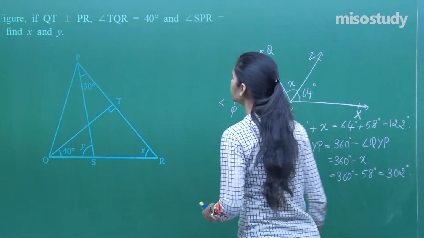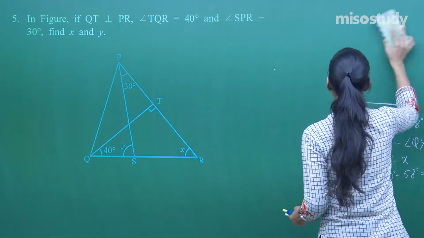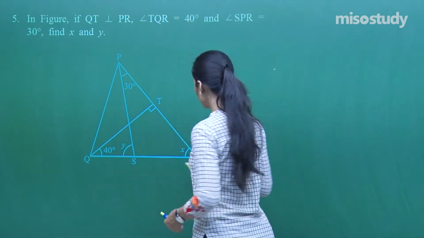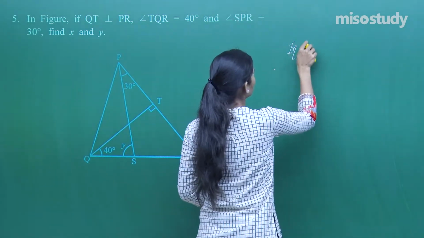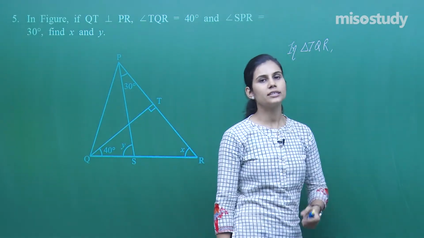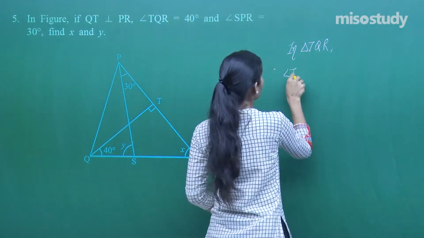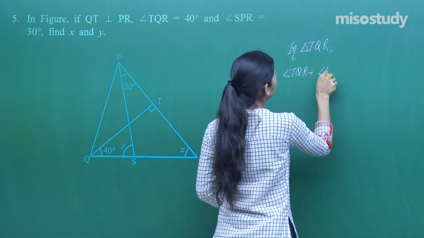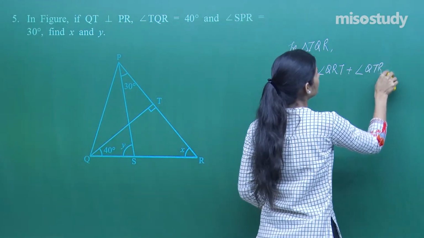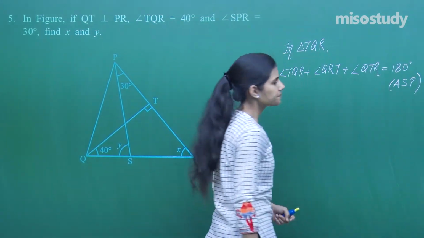It says that in this figure, one angle is given to you as 40, other as 30. Find x and y. Just look at triangle TQR. In triangle TQR, by angle sum property of a triangle, I know that the sum of all the three angles is 180. So I can say angle TQR plus angle QRT plus angle QTR is 180 by angle sum property.